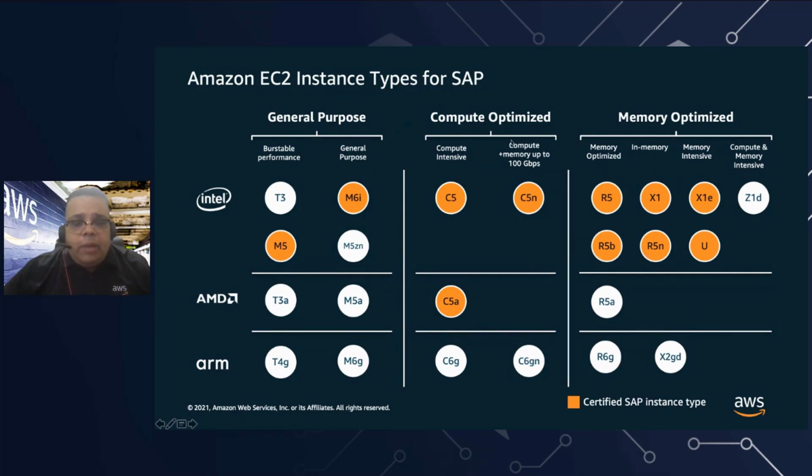And then coming to the middle section, compute optimized. Compute optimized instances are ideal for compute bound applications that benefit from high performance processors. Apart from C5, we have C5N. The N signifies that it is network optimized, which provides a higher network bandwidth. Then also we have C5A. Like I said earlier, A stands for AMD. This comes into play when you'd like to lower your cost. So between C5 and C5A, the cost of the C5A is a little lower. So that's a choice we have given to our customers.